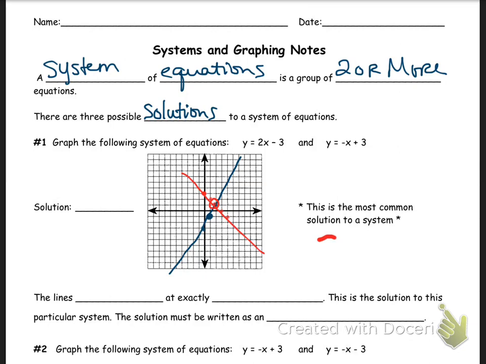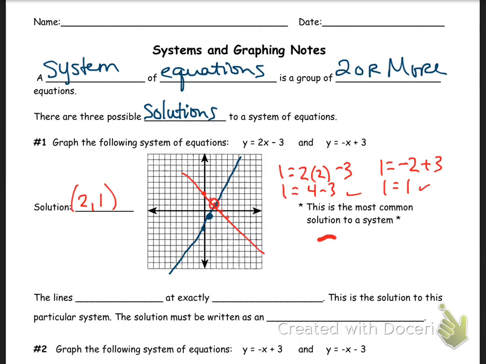A solution is going to be the coordinate, in this case, 2, 1, that is an xy coordinate that works for both equations in our system. So if I plug in, 1 equals 2 times 2 minus 3, 4 minus 3, 1 equals 1. And I can come over here and say 1 is equal to negative 2 plus 3, which is also 1 equals 1. So they both work.